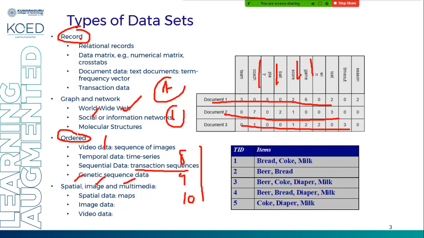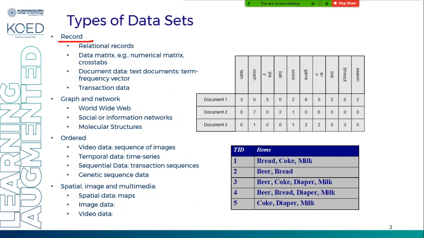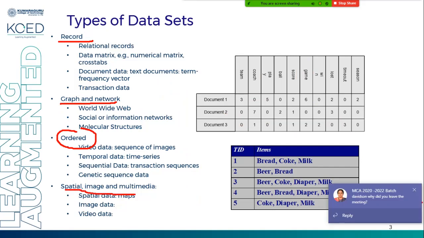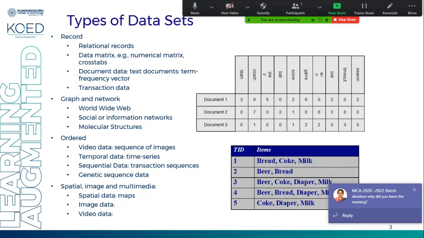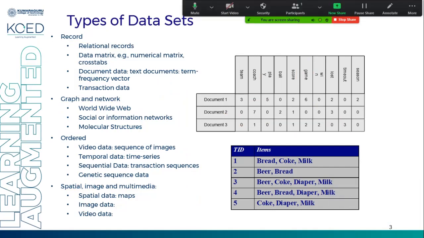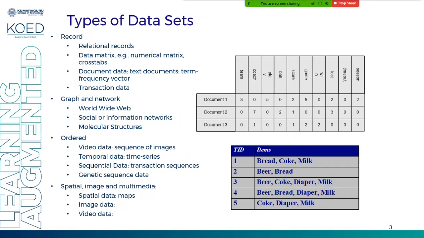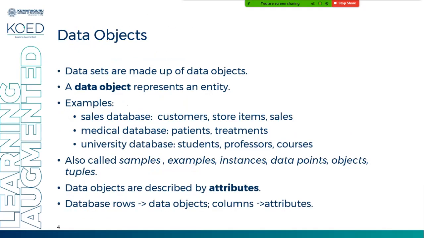So records, graph and network data, ordered data, spatial image and multimedia data. These are the different types of data.